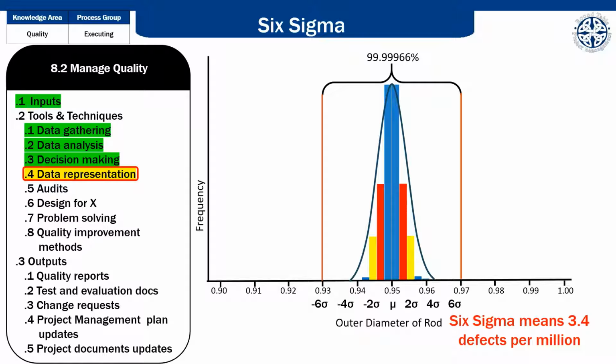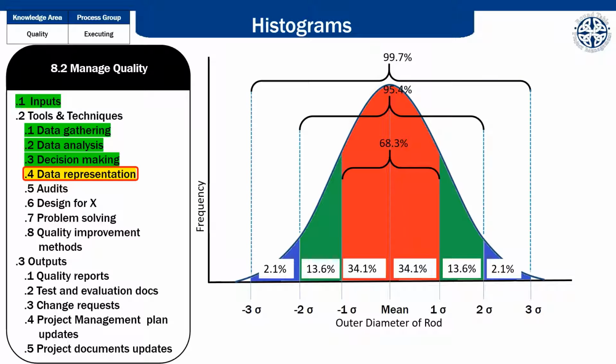So, if we wanted to achieve 6 sigma production of our rods, and we knew that our tolerances had to be plus or minus 0.05 centimeters, our data would have to show a mean of 0.95 with a standard deviation of around 0.008 centimeters.